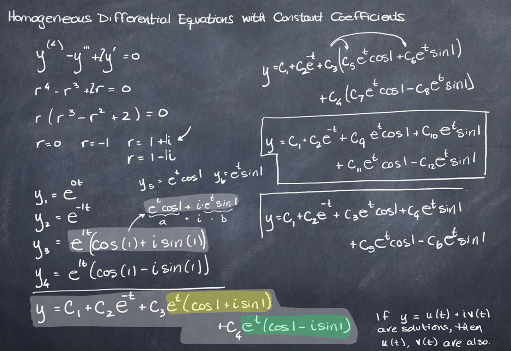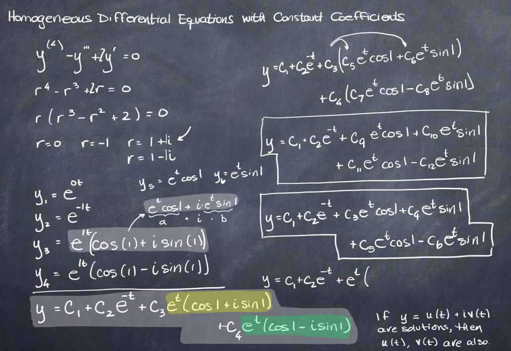But we're still not quite done because there's one more thing I could do. I'll rewrite this one more time as y equals c1 plus c2 e to the negative t plus, notice that I can factor e to the t out of all four of these. So I'm going to go ahead and do that. And I'm left with c3 cosine 1 plus c5 cosine 1. That's c3 plus c5 times cosine 1 plus c4 minus c6 times the sine of 1.